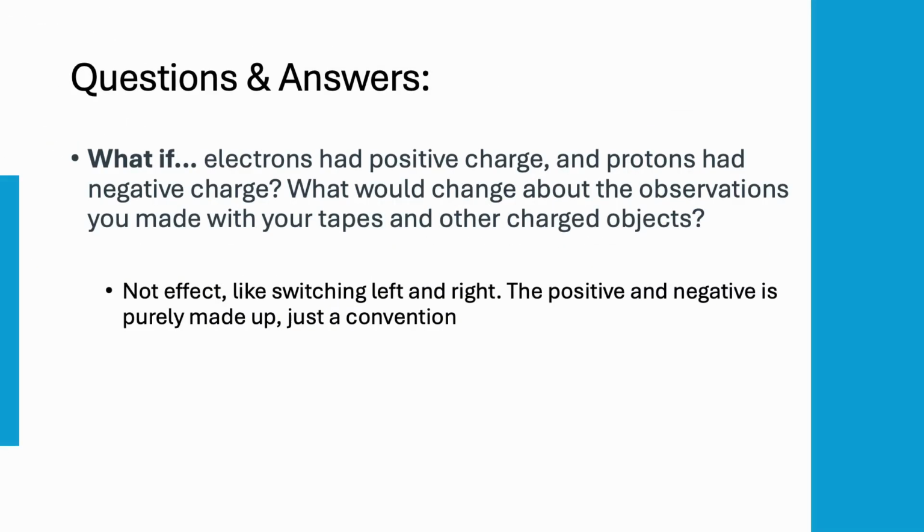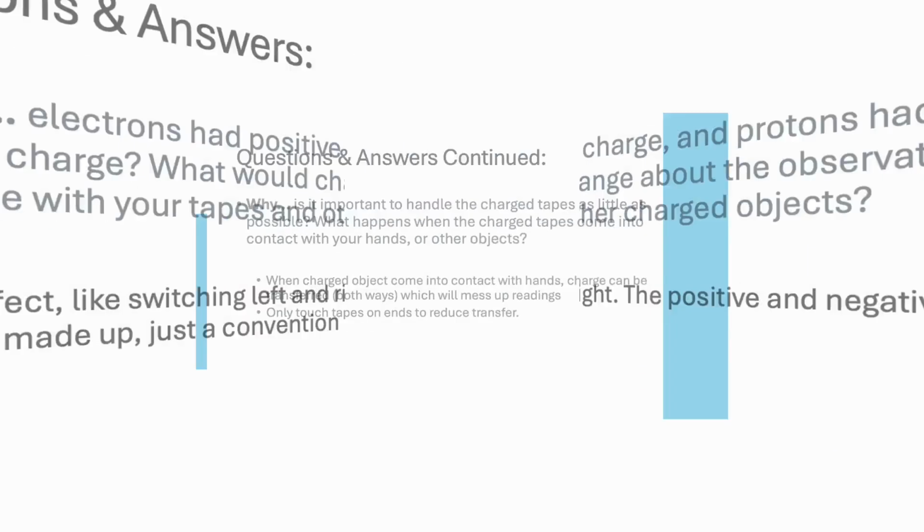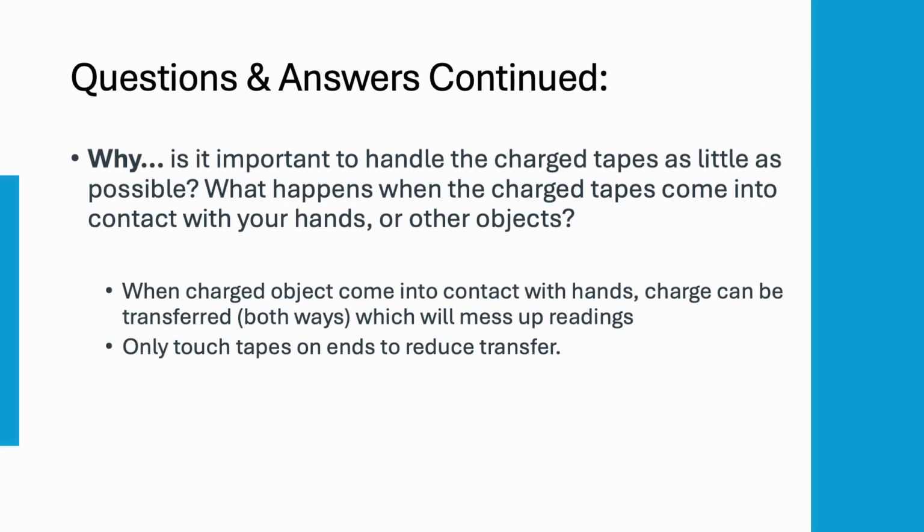If electrons had positive charge and protons had negative charge, it would make no difference in my observations, as it would just be like switching left and right. The positive and negative charges are purely made up and are just a convention. When handling charged objects, it is essential to touch them as little as possible, as every touch transfers some charge from the tape to your hands. Only touching the tapes on the ends will help reduce this transfer.